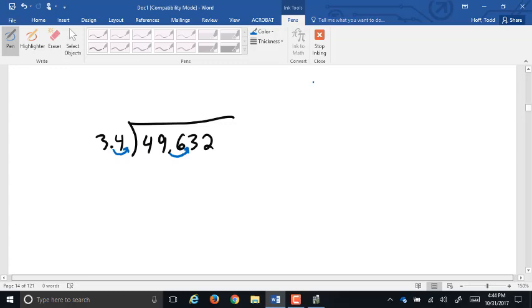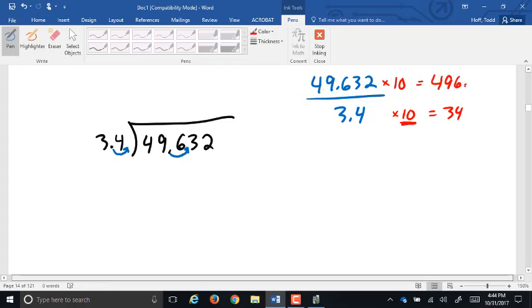Why are we able to do that? Well, remember, division and fractions are kind of interchangeable. So if we turn this division problem into a fraction, what we're really doing to move the decimal on the bottom over one spot is multiplying by 10. That moves that decimal point over a spot. If I multiply the denominator of a fraction, I have to multiply the numerator of the fraction. So 49.632 times 10 is 496.32. So this becomes 496.32 divided by 34.